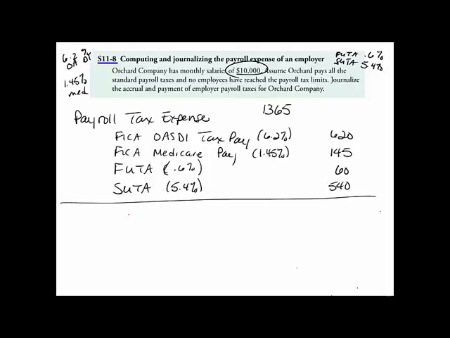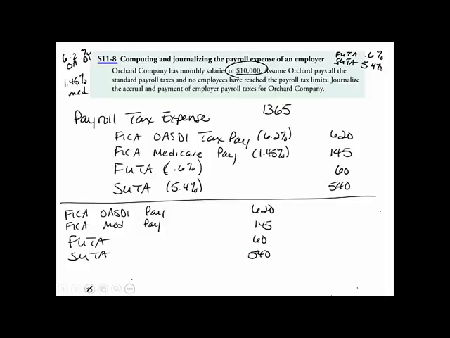And so that's what it looks like when I accrue it, and then when I pay it, I just debit each of the payables and credit cash. So I debit FICA payable for the $620, and then FICA Medicare payable for the $145, FUTA for $60, SUTA for $540, and then a credit to cash for the total, which is $1,365.